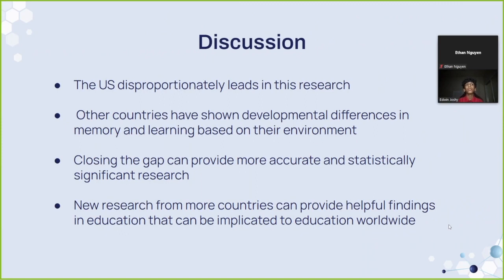The US disproportionately leads in memory and learning research, causing a large skew in data. Due to developmental differences in memory and learning, based on a person's environment, a variation of data from numerous countries would be helpful. Furthermore, closing this gap between the US and other countries can provide more statistically significant research than we have now, because currently, the majority of research is based on the US population.